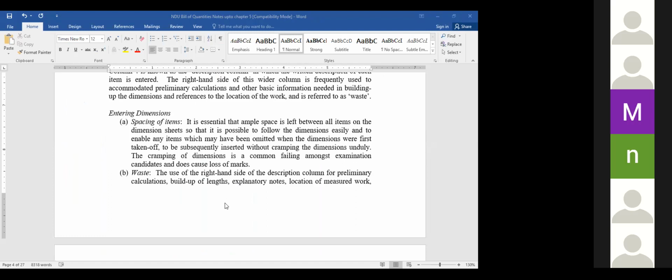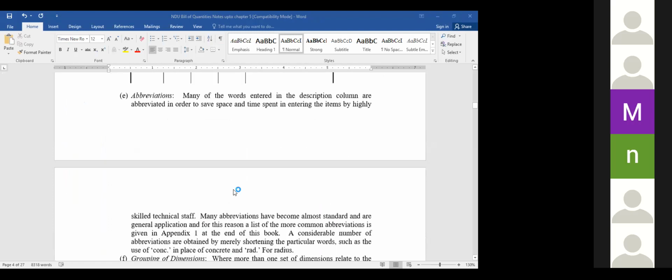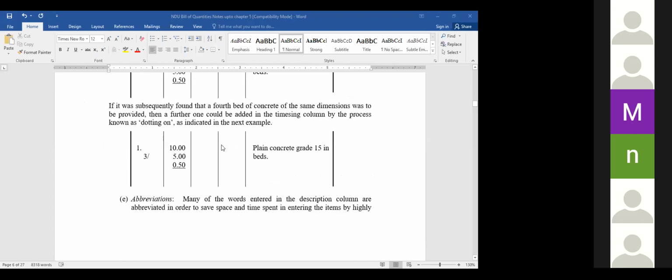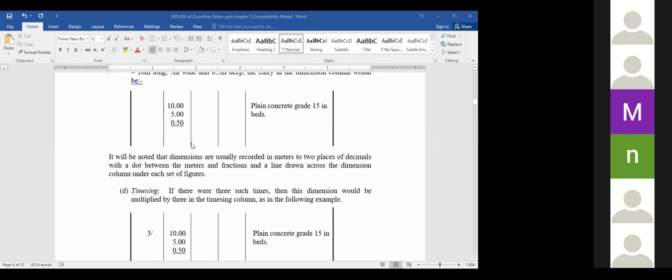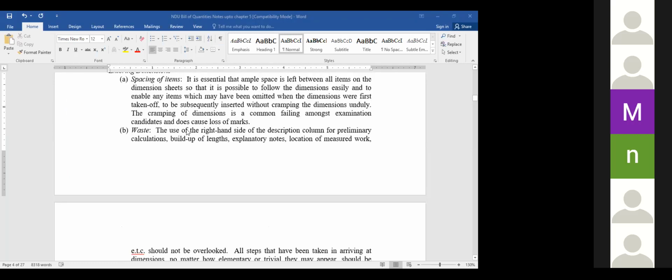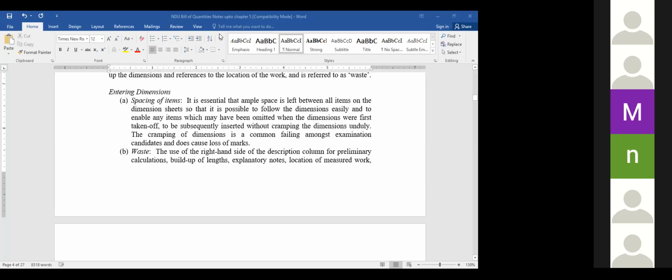For example, after I've written something like this, if I'm going to write the second thing, I need to leave a space so that my work is not all just added up. That is what I refer to as waste. Here we're saying use the right-hand side of the description column for preliminary calculations of works. I'll come here and I'll share my plan with you.